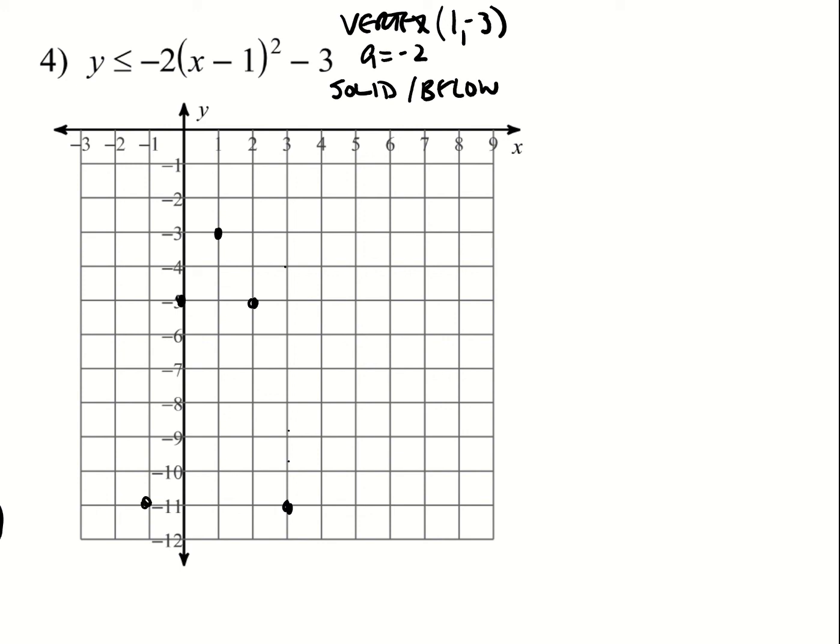and we have a dotted line, and it's y is less than, so we're shading here.